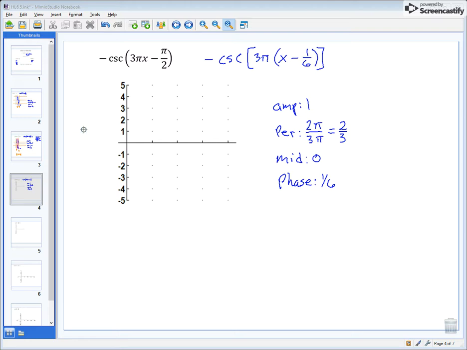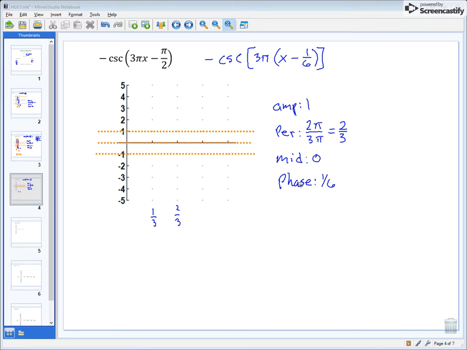So let's put this information on the graph. We have a midline of 0. We have an amplitude of 1. We also have a period of 2/3 and a starting point of 1/6. So I need to label my x-coordinate with some things to give me the 1/6 and the 2/3. So I'm just going to go ahead and label this first line as 1/3, which makes this second line 2/3.